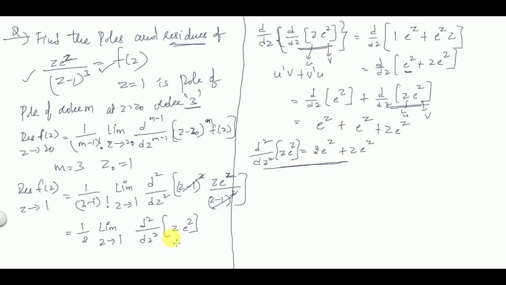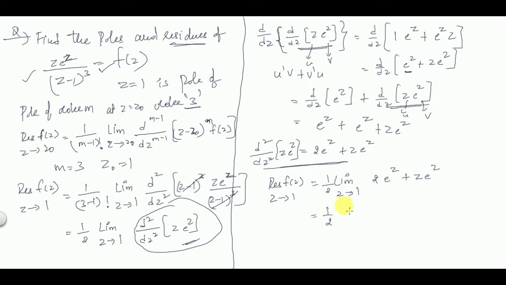So I'm substituting this here. Residue of f of z at z is equal to 1 is 1 by 2 limit as z tends to 1 of 2 e power z plus z e power z. Now substituting the limit as z tends to 1, this becomes 2 into e power 1 plus 1 into e power 1. So it is (2e plus e) by 2, so it is 3e by 2.